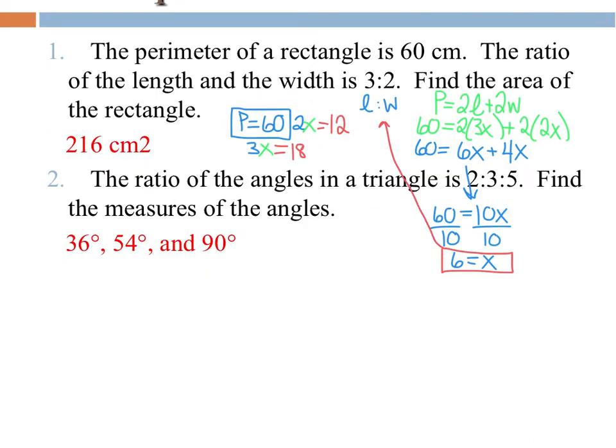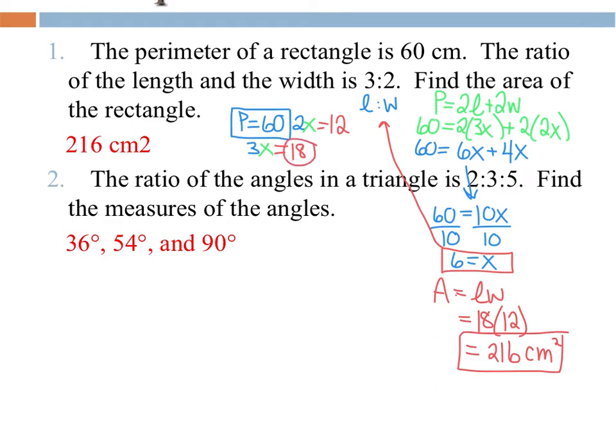All right, hopefully everybody knows that the area of a rectangle is its length times its width. So if I do 18 times 12, I get an area of 216. My units here are centimeters squared. One last thing, if you know that the length is 18 and the width is 12, I would suggest quickly just take your calculator and see, would you get a perimeter of 60? If you did 18 plus 18 plus 12 plus 12, is that a perimeter of 60? It is, so then you know that you found the correct value for x.